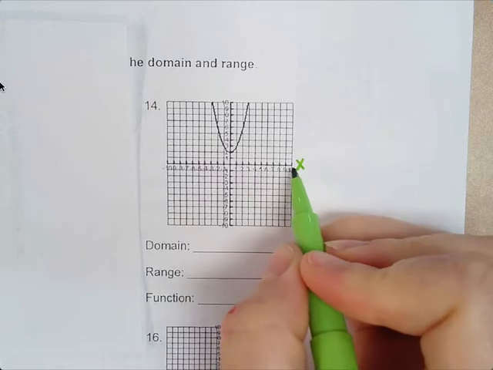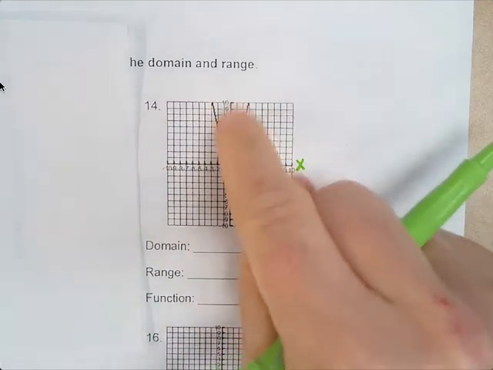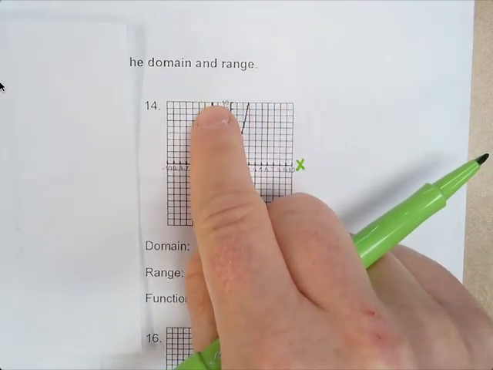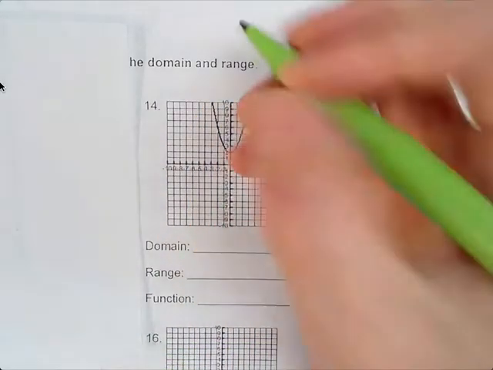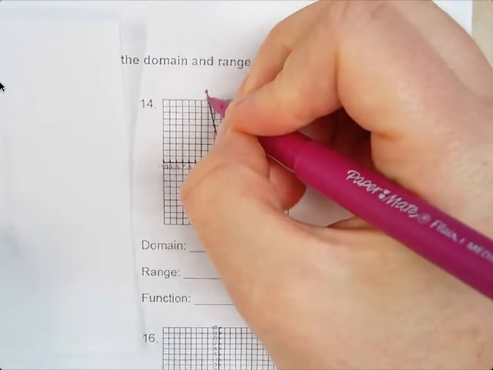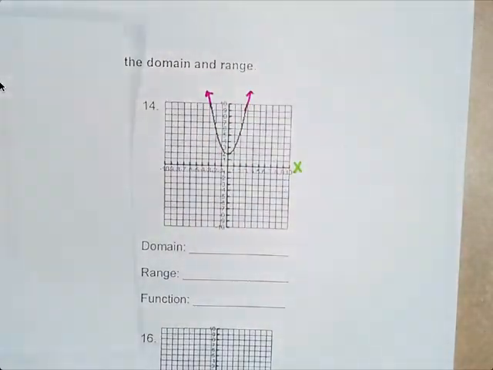Okay, on the x-axis, we're looking at how far left and right this goes. This is in all four quadrants. This is actually going off of the grid, so we can go ahead and add arrows to that. Yeah, it's infinite.